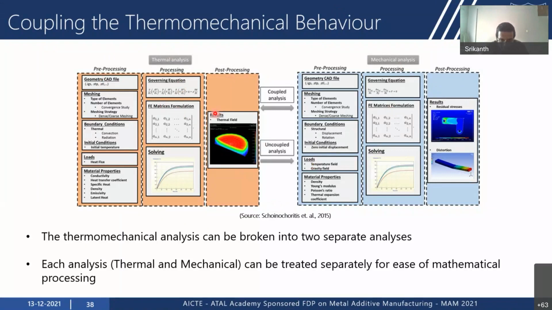So what happens in uncoupled? In uncoupled, the situation is like the upstream affects the downstream. That is, thermal analysis affects the mechanical analysis, but not vice versa. In coupled analysis, upstream affects downstream and downstream affects upstream. Let me explain what I mean by that.